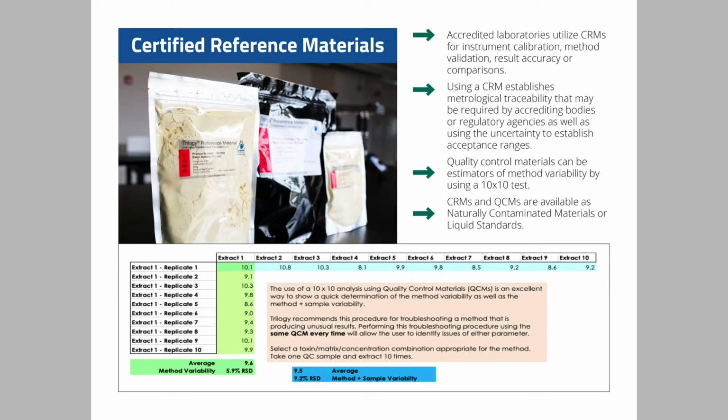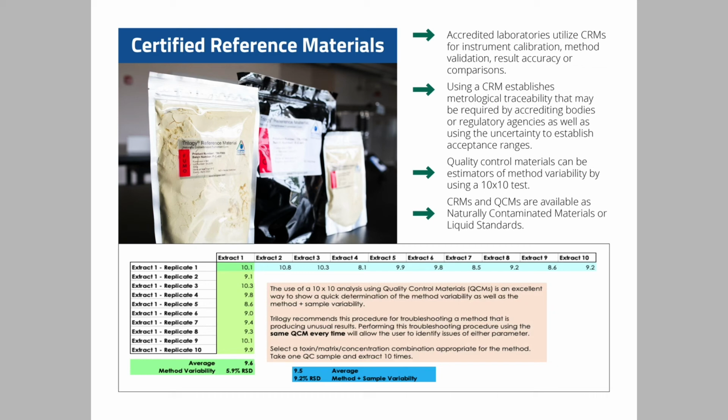By looking at the average and the relative standard deviation for each of these different extracts, you can tell what the relative standard deviation of the method is as compared to the relative standard deviation of the sample. This is great information to determine if your sample is not homogeneous enough to be analyzed and more sample preparation needs to be done, or if your method for some reason is more variable than you anticipate.